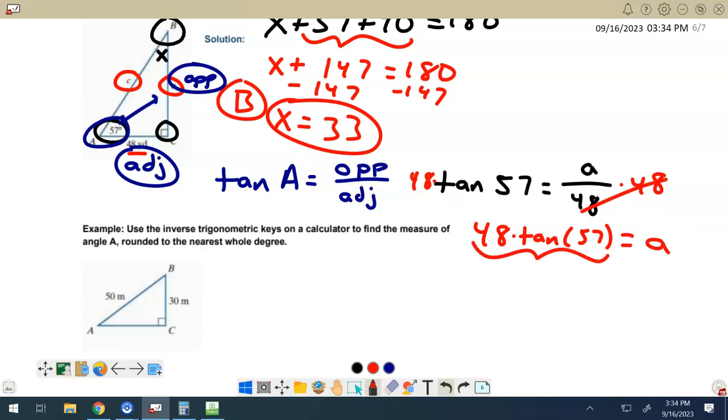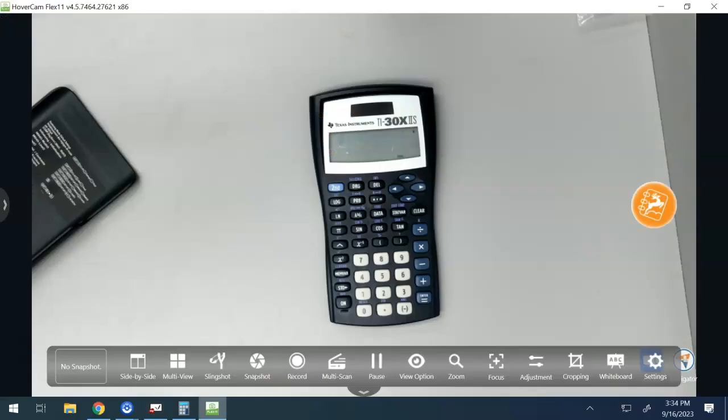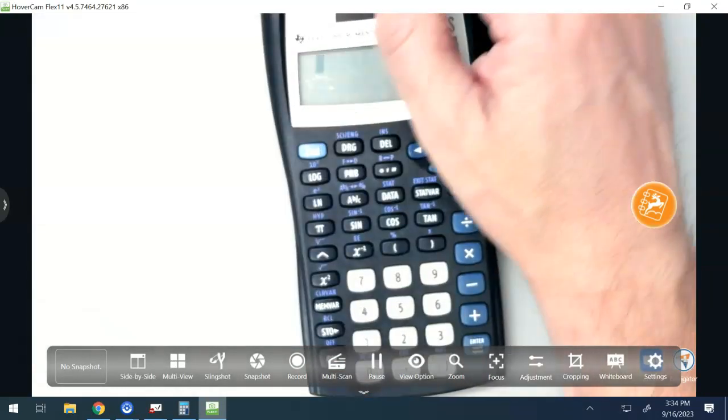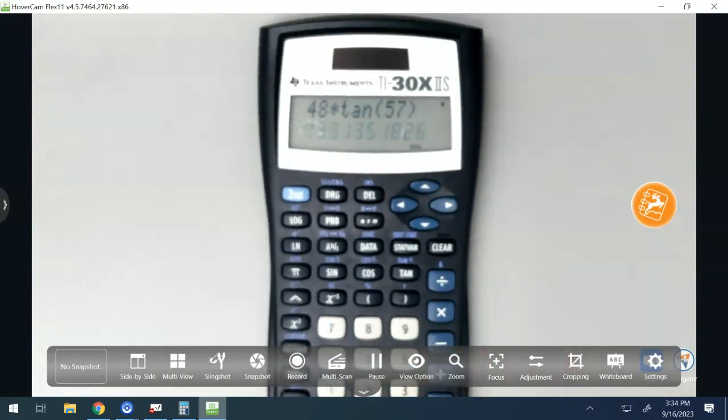We're going to plug this into our calculator. Since I got my nicer calculator out, sorry I didn't do that earlier. I should have been using this all along. Let me go ahead and show you how to do that on here. So we have 48 times the tangent of 57. I already know I'm in degree mode, so the answer I get from this should be the correct answer, which again is not a nice answer, unfortunately, and that happens a lot with trigonometry.